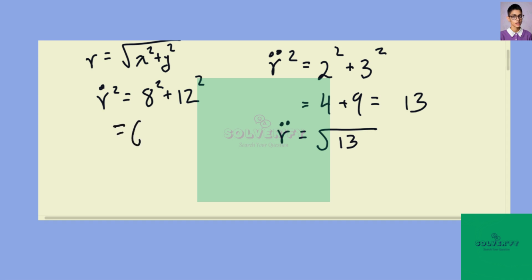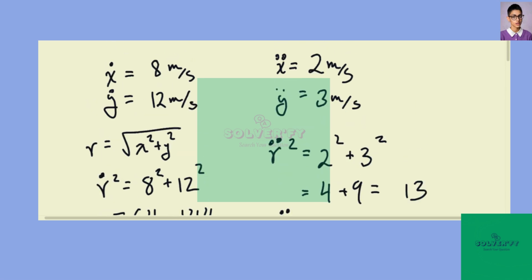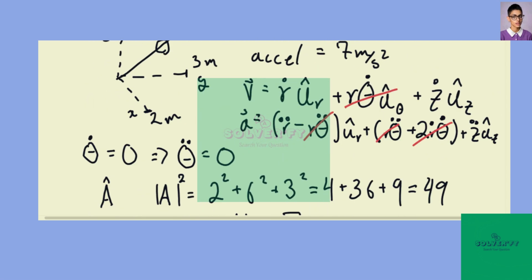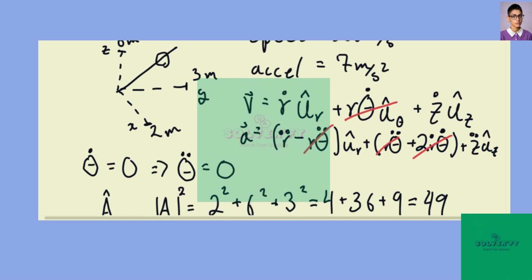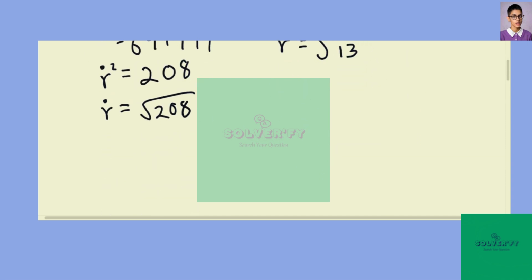And r dot squared is 64 plus 144, which is just 208. So r dot is just square root of 208, which we could probably simplify, but we can do that later too. So we now have the r dot and r dot dot expressions and the z dot and z dot dot expressions.